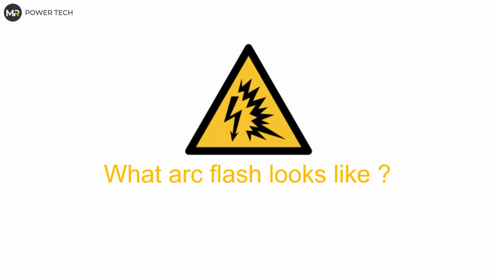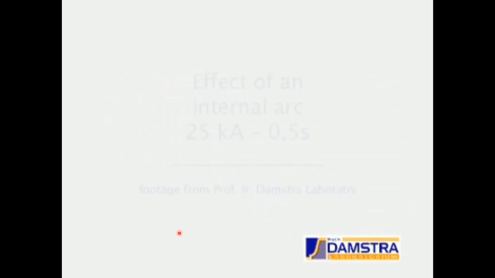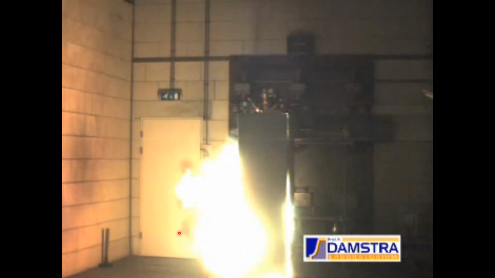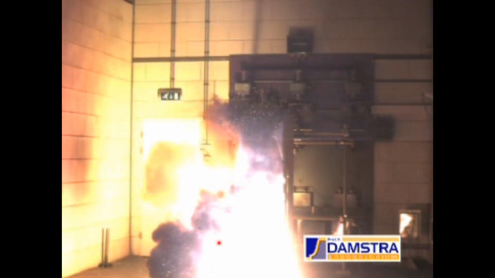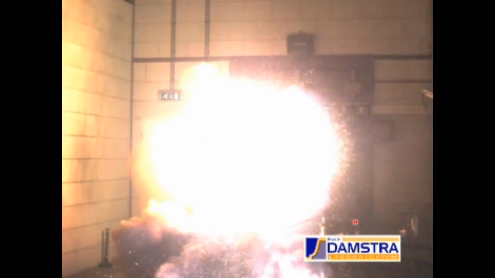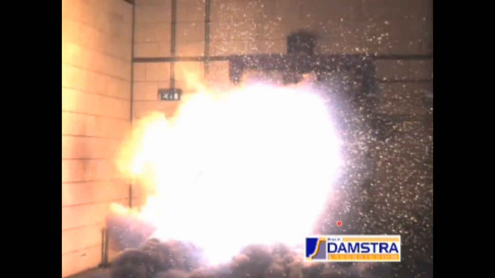So what is it? I think it's easier to show you than to explain. Of course, we'll do it later. This is a video from the Dunstra lab from Eaton Hengelo, where I used to work, and that's a 25 kiloamp half-second test. I think it's straightforward. We can see that the doors were closed, that there's a lot of energy being released, a lot of small sparks flying all over, and some minor things. And this is done in a controlled environment.